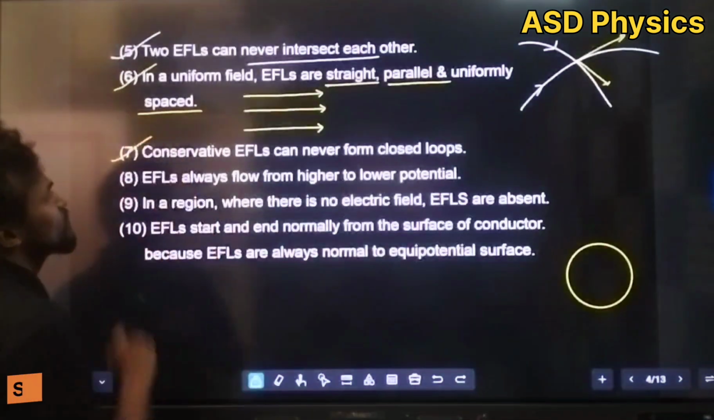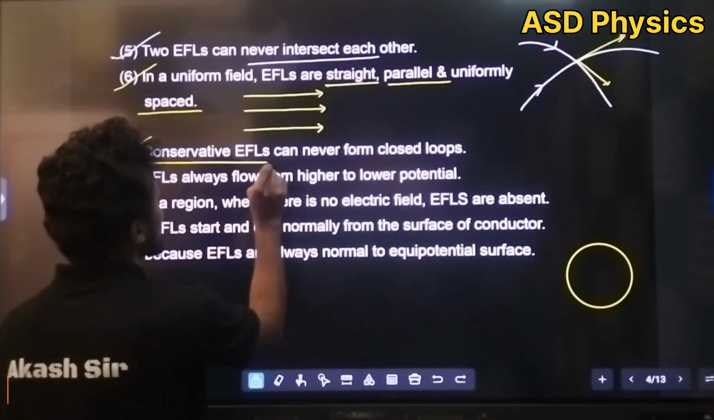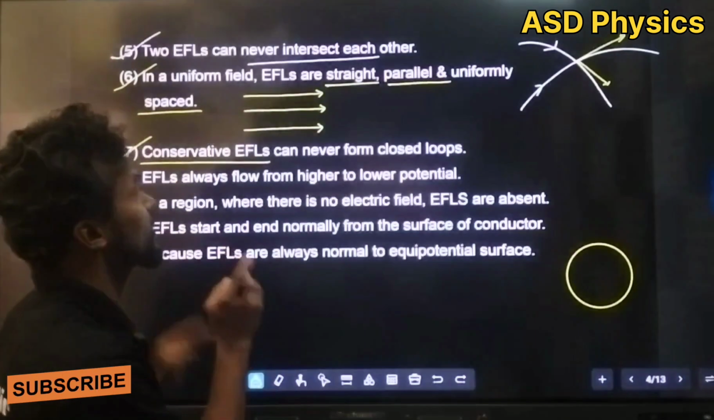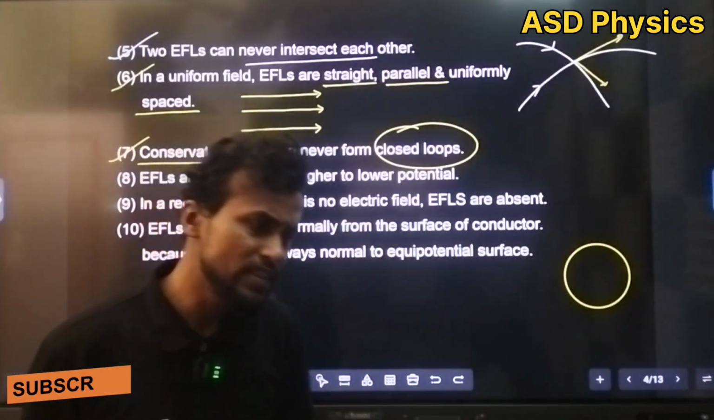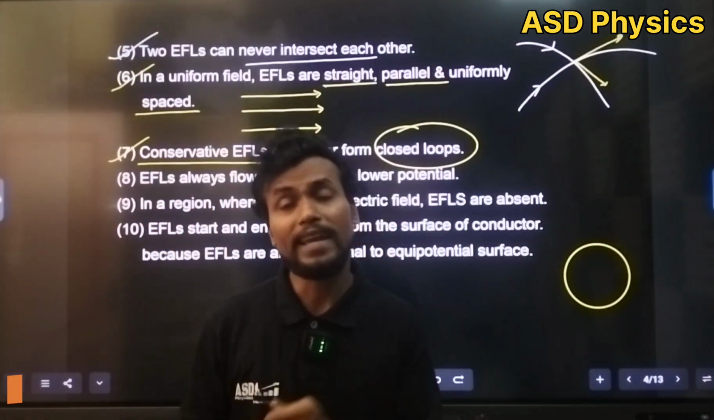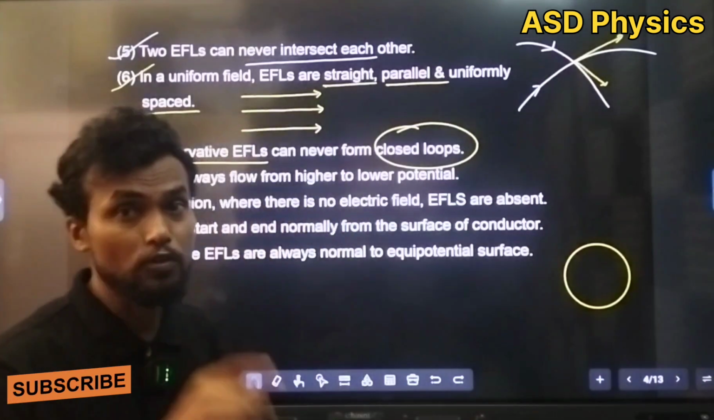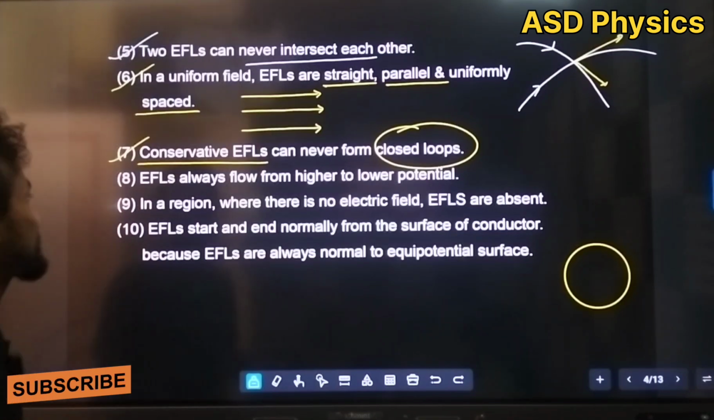Seventh one: conservative electric field lines can never form a closed loop. What I am saying here is that conservative electric field lines will never form a closed loop. Later we will see that if the electric field is coming due to a change of magnetic field, that kind of electric field is called a non-conservative electric field, and it will form closed loops. Students, I hope all these things are clear and you are understanding very well.